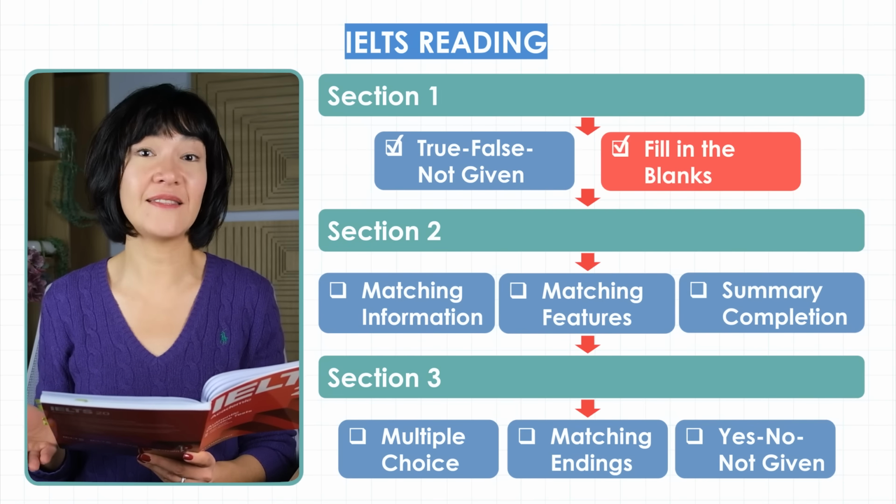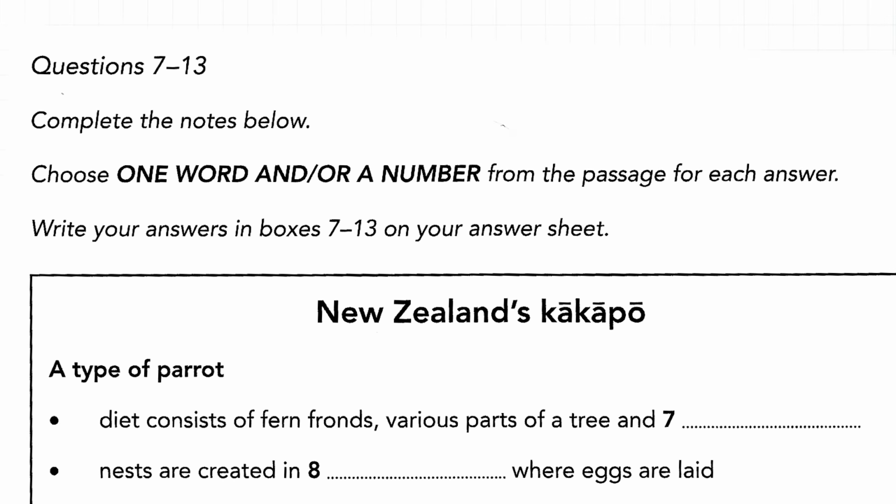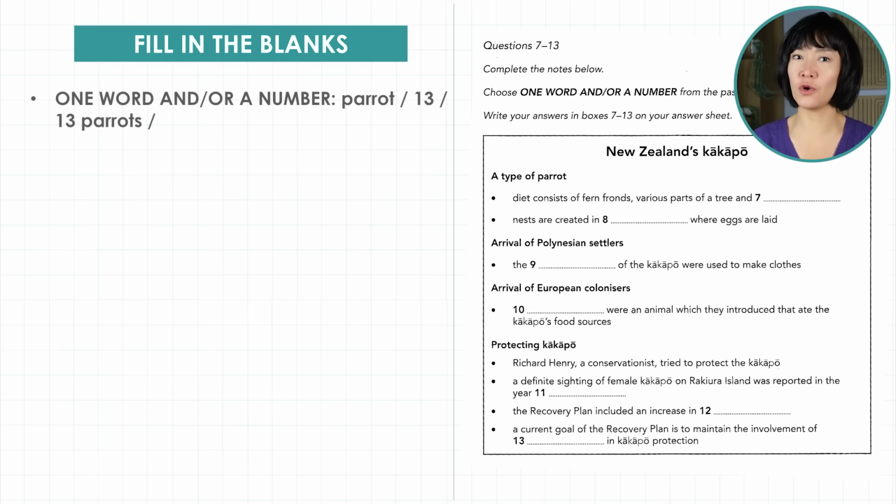And it's time to move on to the next set of questions. In our case, these are fill in the blank questions, and we need to complete the notes below. Choose one word and or a number from the passage for each answer. And this means your answer may be just one word, parrot, or a number, 13, or a word and a number, 13 parrots, but not 2 words like red parrot or even a parrot.